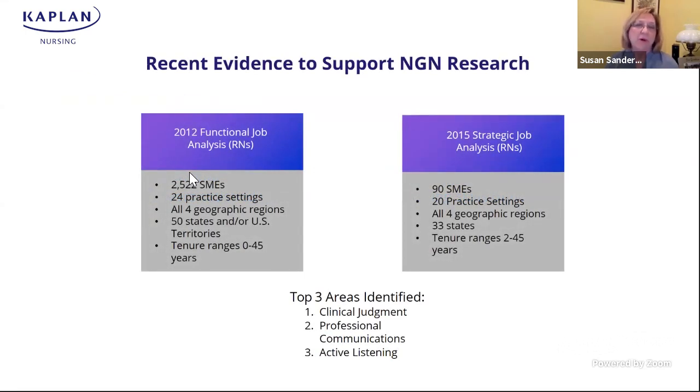There's even more evidence to support the NGN research on the need to change the item types. The 2012 functional job analysis was RNs, and it shows how many educators, subject matter experts, and how many practice settings were evaluated. And then in 2015, the strategic job analysis still had a large number of educators, SMEs, geographic regions, et cetera. And what was identified from these two primary analyses was that the three areas needed in next generation for clinical judgment are that clinical judgment piece is extremely important. The professional communication that nurses have with their clients is important. And active listening is the third component that nurses need when they're caring for clients.